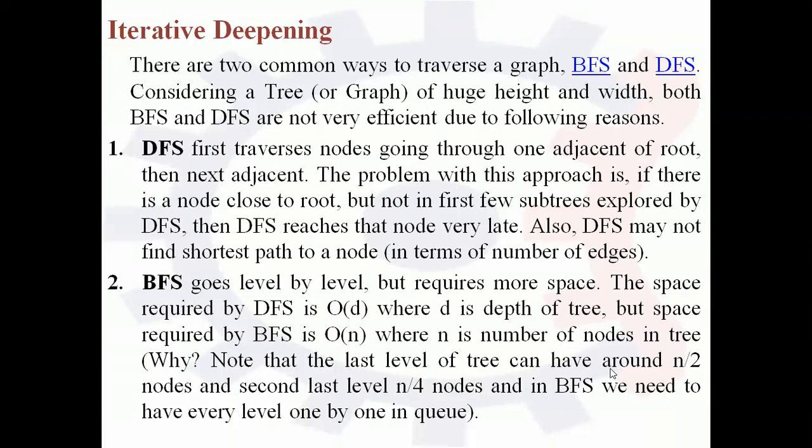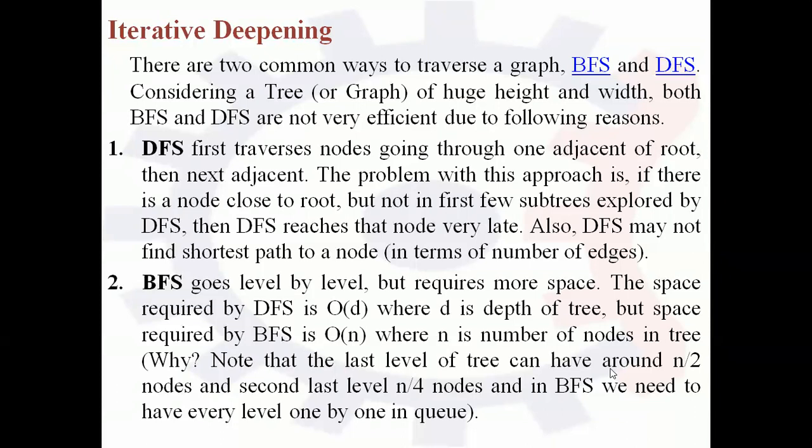Second, BFS. BFS and DFS are not very efficient, so let us explain DFS and BFS. BFS goes level by level but requires more space. The space required by DFS is O(D), where D is the depth of the tree, but the space required by BFS is O(N), where N is the number of nodes.